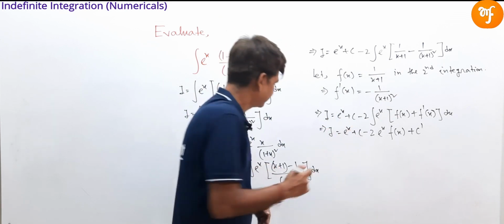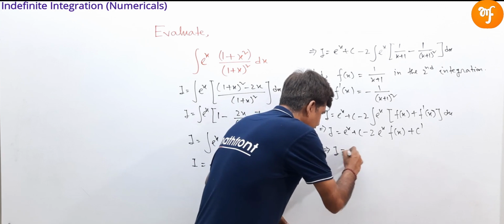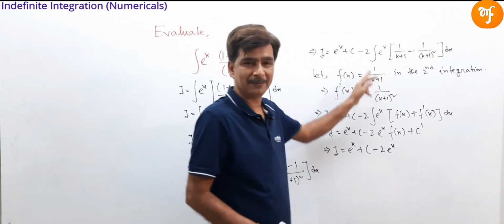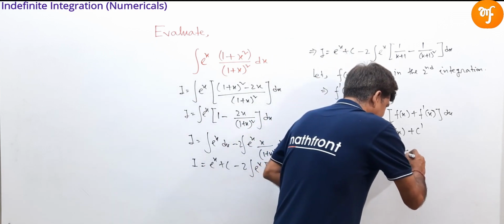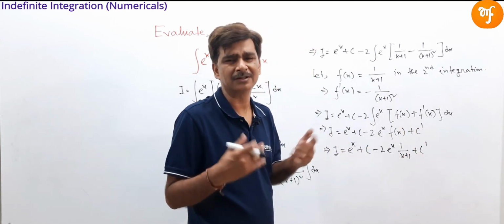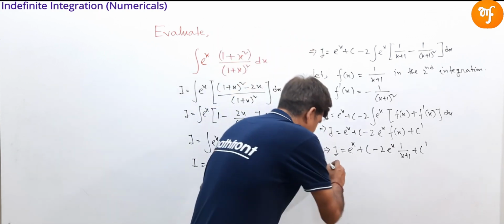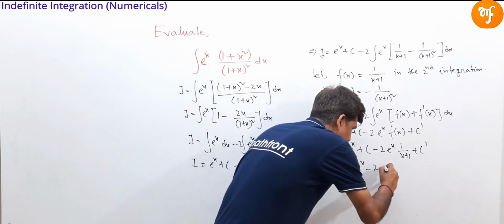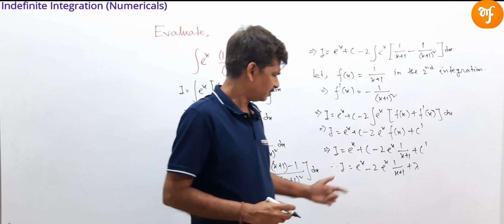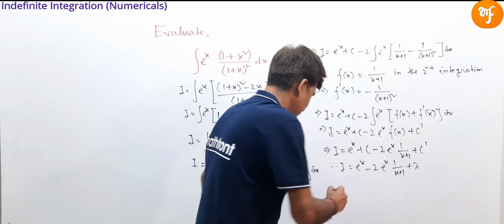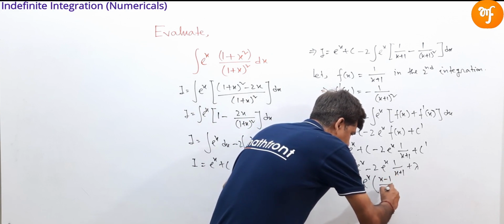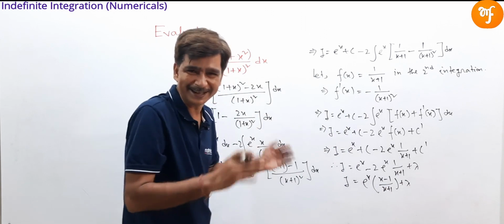So to put the final answer, we can write I is equal to e to the power x plus c minus 2 into e to the power x, and instead of f(x) we will write 1 divided by x plus 1, plus c dash. Now c and c dash, both of these are constants. So combining these two constants we will get a new constant considered as lambda. So the final answer will be I equal to e to the power x minus 2 into e to the power x into 1 divided by x plus 1 plus lambda, where lambda is nothing but c plus c dash. Now we can simplify this also after taking e to the power x common. So we get e to the power x into (x minus 1) divided by (x plus 1) plus lambda. Okay, clear? So this is the final answer.